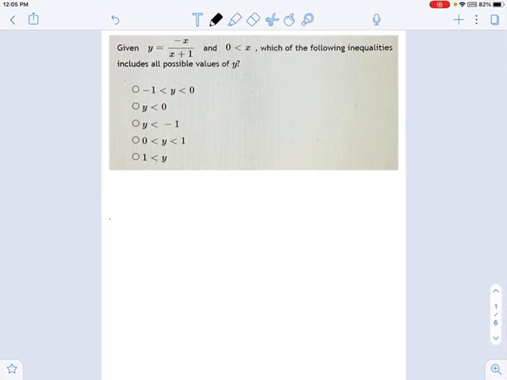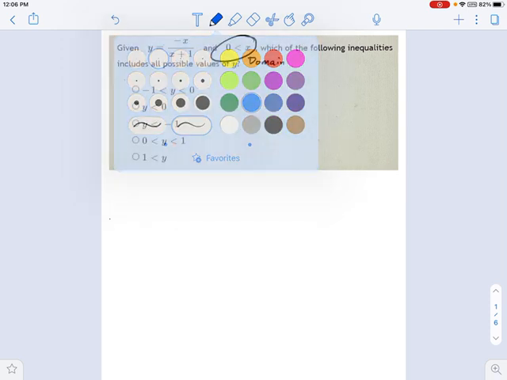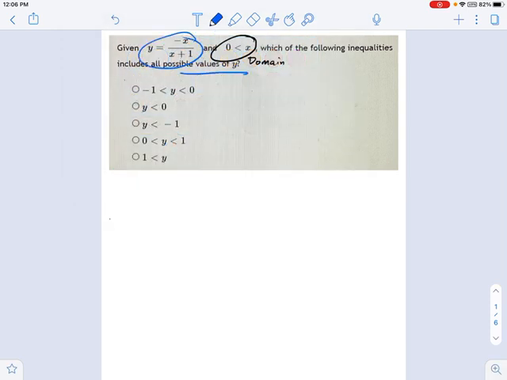In this problem, I'm told that x is going to be greater than 0. You can think of it as your domain, the allowed x values. And I'm asked, what are all the possible values of y? In other words, what are all the possible values of this thing I want? In other words, the range.